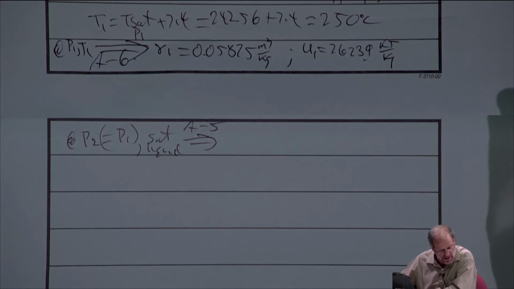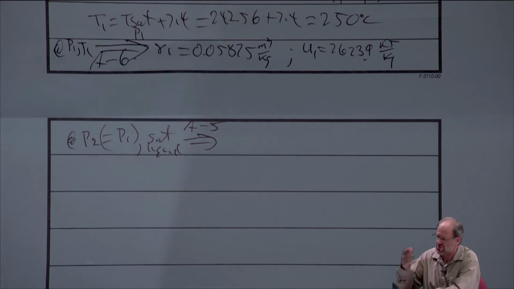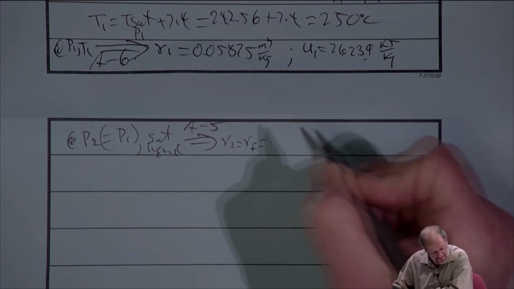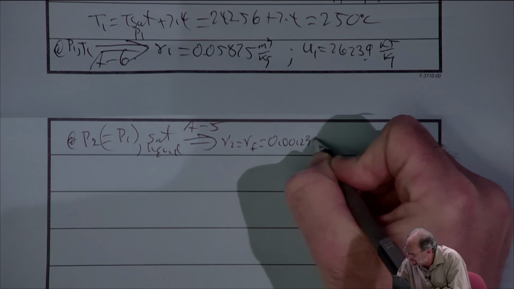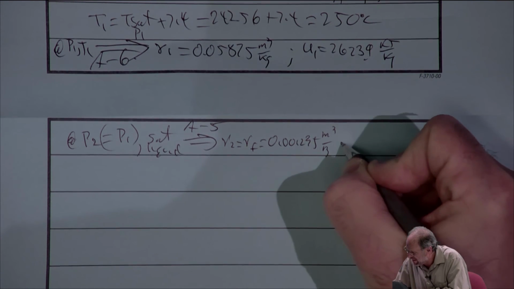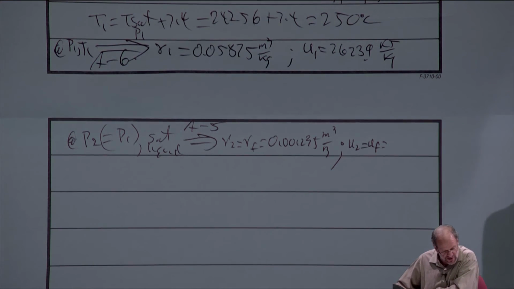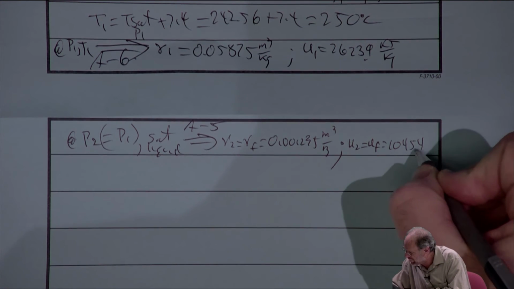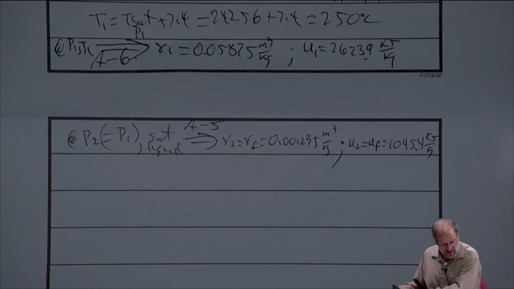We don't need the internal energy at point 2, so actually we do, don't we? Because they have asked me to find the heat transfer from 1 to 2, so I guess I better write it down. All right, so we need V2, which equals VF, and that is 0.001235. And U2 is UF, which is 1045.4 kilojoules per kilogram. All right, so that's all the data we need at state point 2.